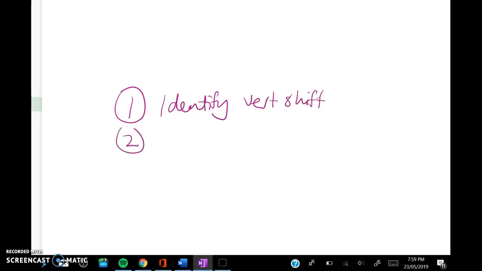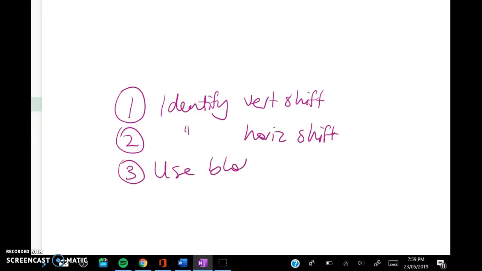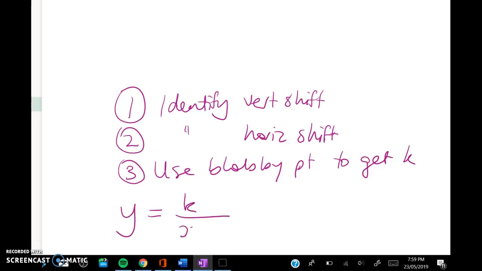Right, so that's all for now. Just make sure you know the steps that we're going to follow. I would say they go like this. So identify vertical shift. Secondly, identify horizontal shift. And thirdly, use a blobby point to find k. So the general form for a hyperbola is going to be this: y is equal to k over x minus a plus b.